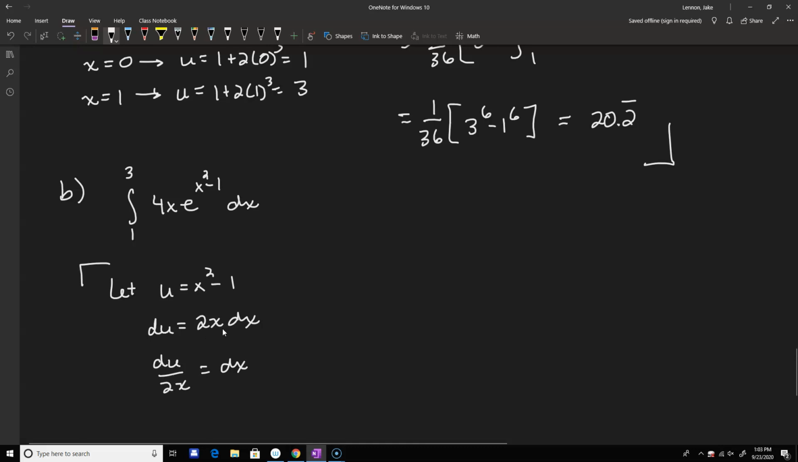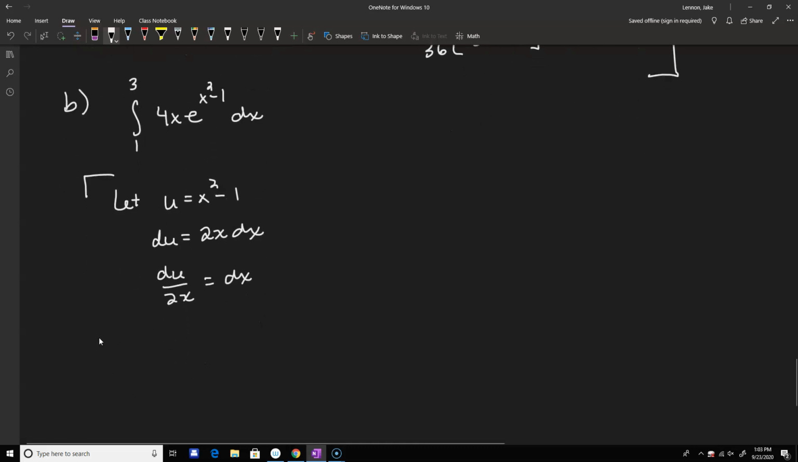And then again, we want to see what's going to happen to our limits. So when x is equal to 1, u will equal 1 squared minus 1, which equals 0. And when x is equal to 3, u will equal 3 squared minus 1, which is 8.